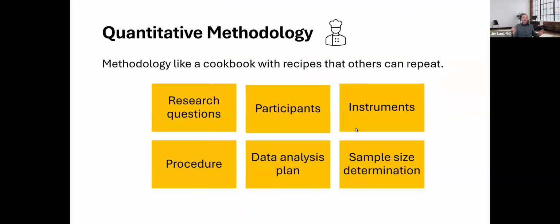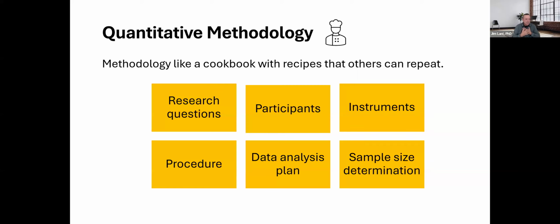So when I think about the quantitative methodology, I think about it like a cookbook. So why do I think about it like a cookbook? Well, a cookbook has the ingredients, has how you mix them together, how long you bake it for, and importantly, a cookbook offers the opportunity to have the same exact pie made every single time. So it's replicable. That's really, really important in research. In fact, if it's not replicable, then that's really not great science, right?